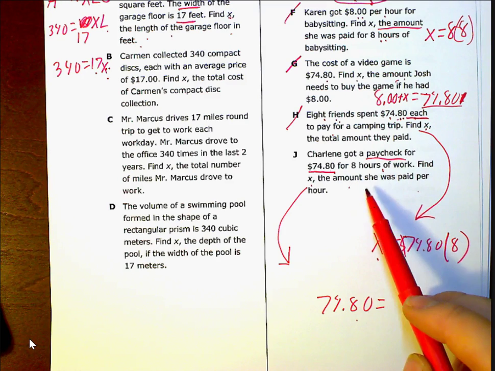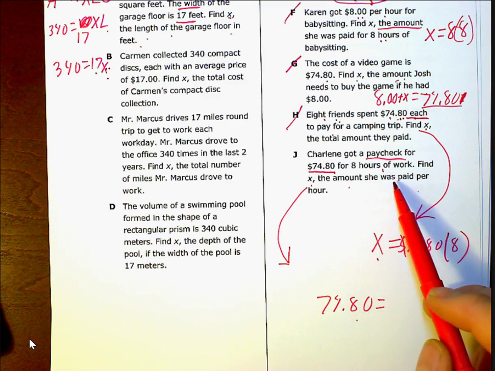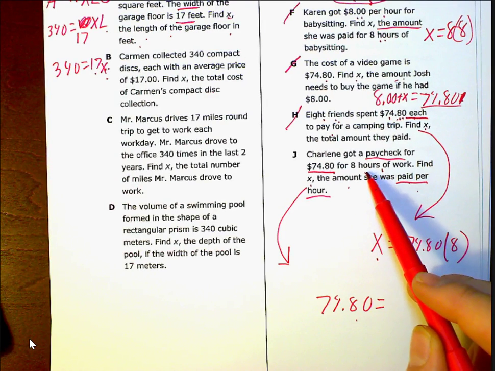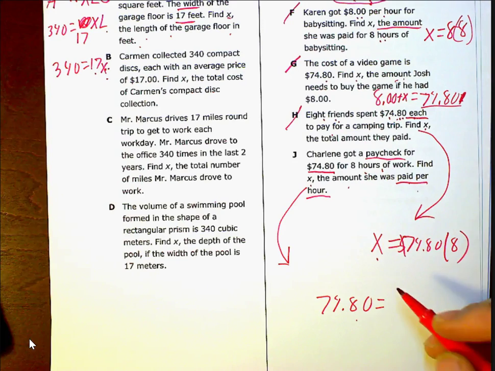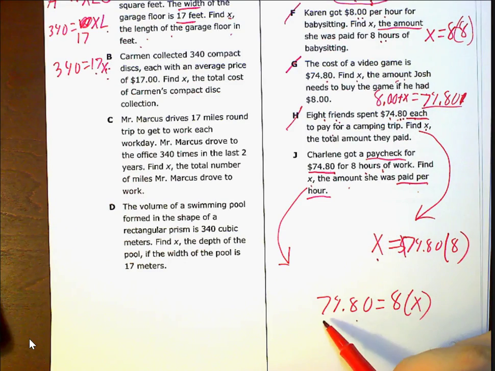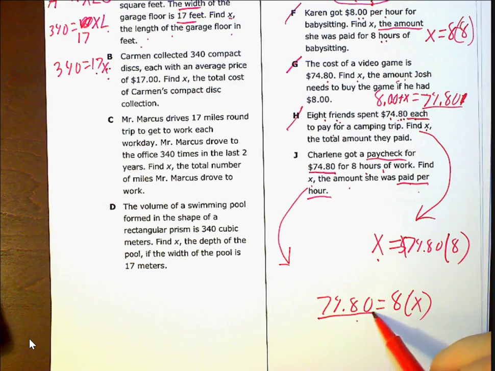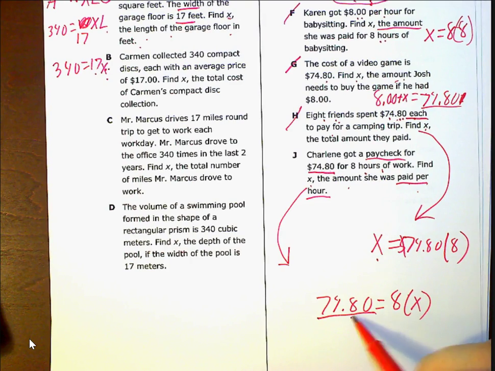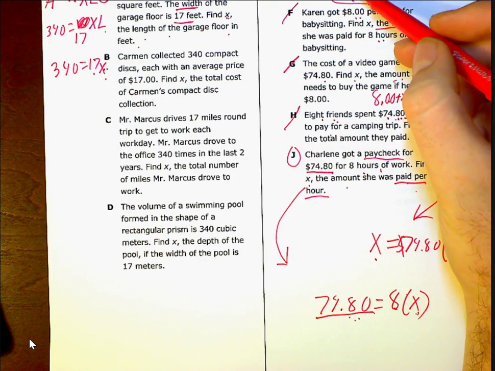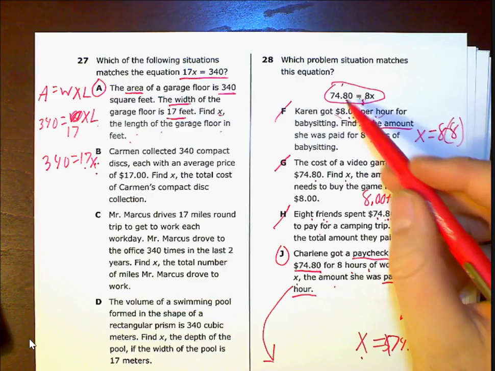Well, we know that rate. Actually, no, that's what we're trying to find, is how much she gets paid per hour. And we know how many hours she worked. So that's going to be 8 hours times X, the amount of money she makes per hour. And it's going to have to equal $74.80. So using these two numbers right here, we can figure out how much she makes per hour. So J properly represents our equation up here.